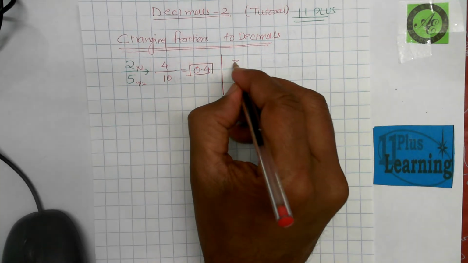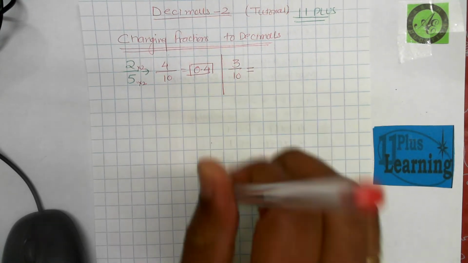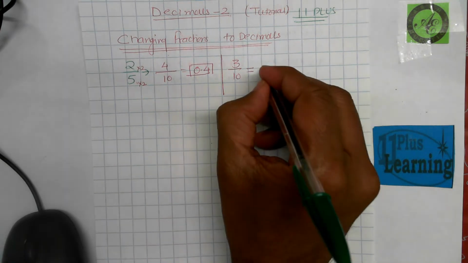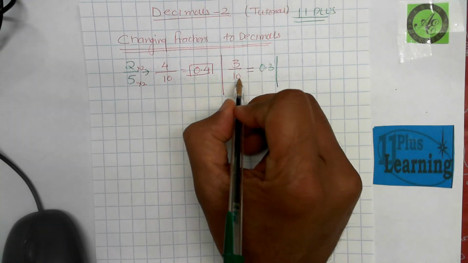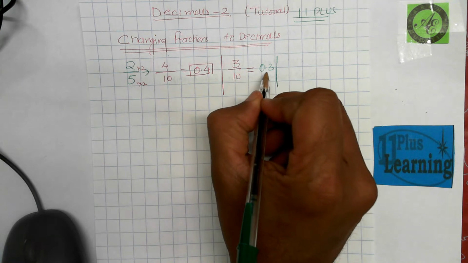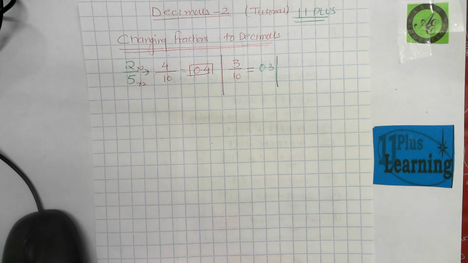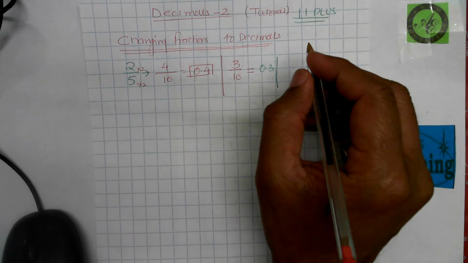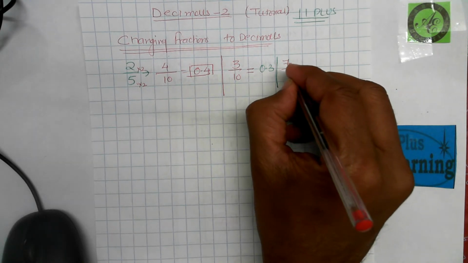Okay, 3/10, that's even easier. It's already a 10 at the bottom, so this is 0.3, 3 tenths. We should know that anything divided by 10 should have one decimal place at the end of the number. Okay, then the next one is 7/20.